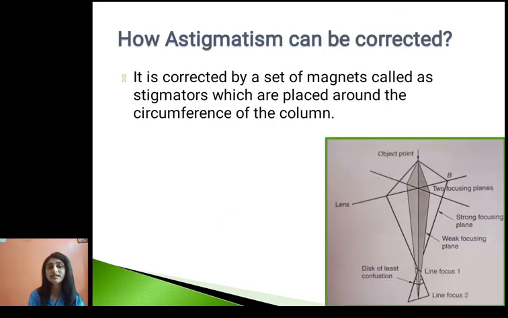How can astigmatism be corrected? It is corrected by a set of magnets called stigmators, which are placed around the circumference of the column, and that will reduce the astigmatism.